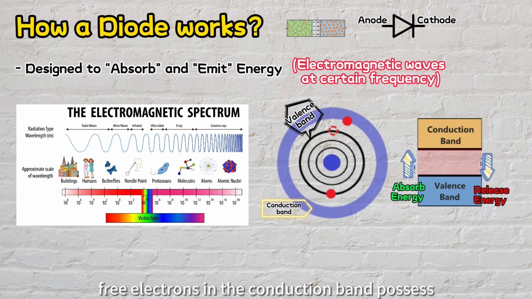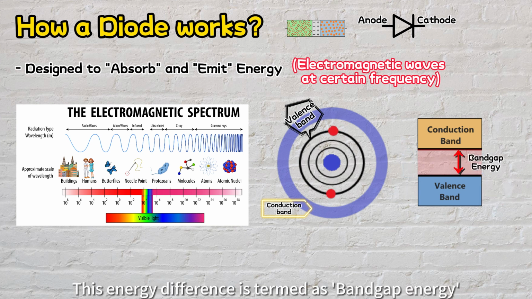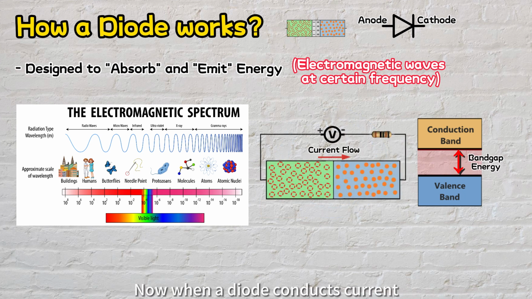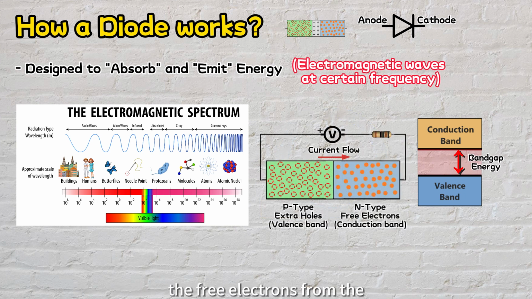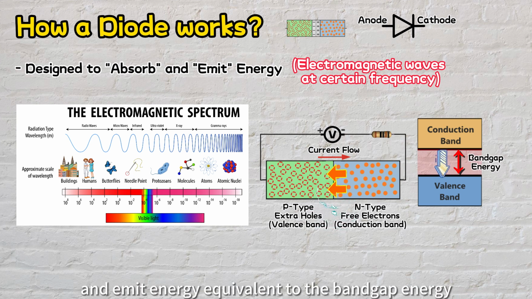Conversely, free electrons in the conduction band possess excess energy, and they release this energy when they fall back into the valence band. This energy difference is termed the band gap energy. Now, when a diode conducts current, the free electrons from the N-type region fill the holes in the P-type region and emit energy equivalent to the band gap energy.